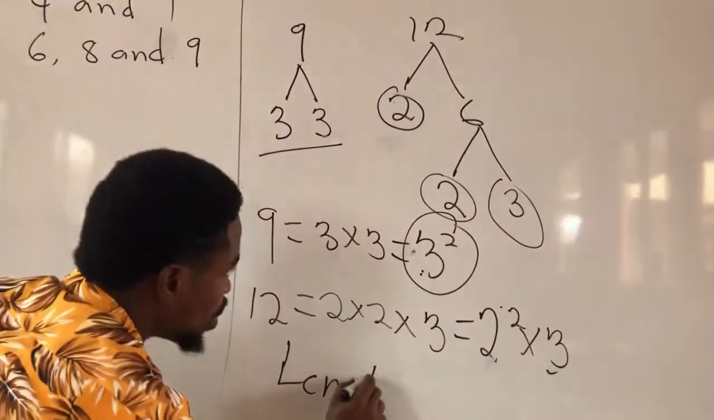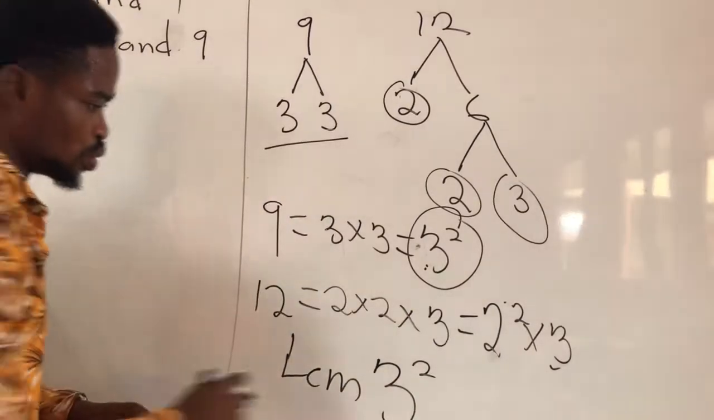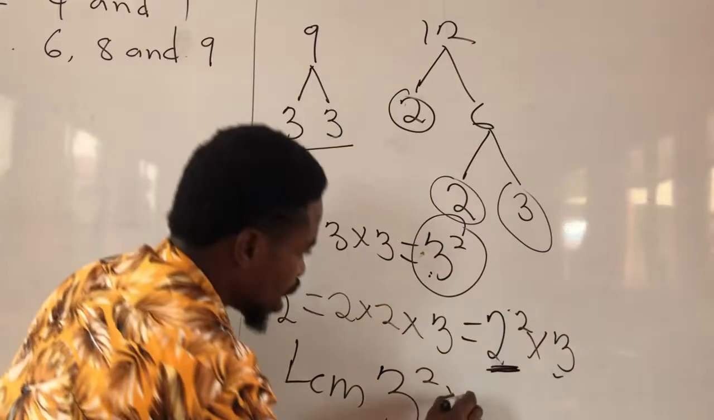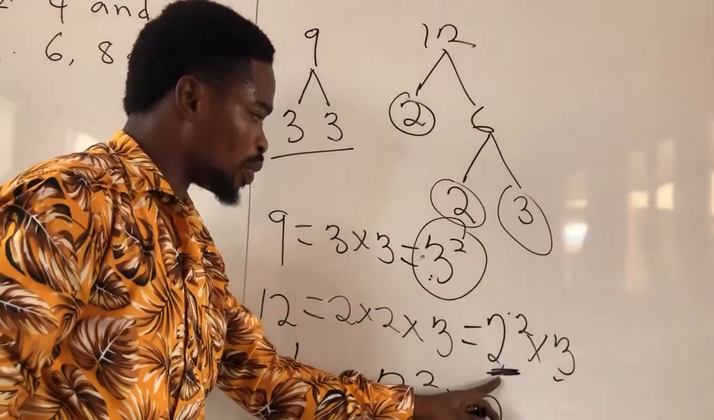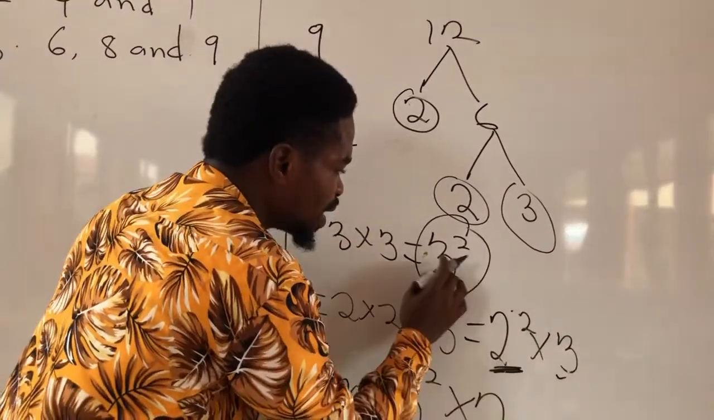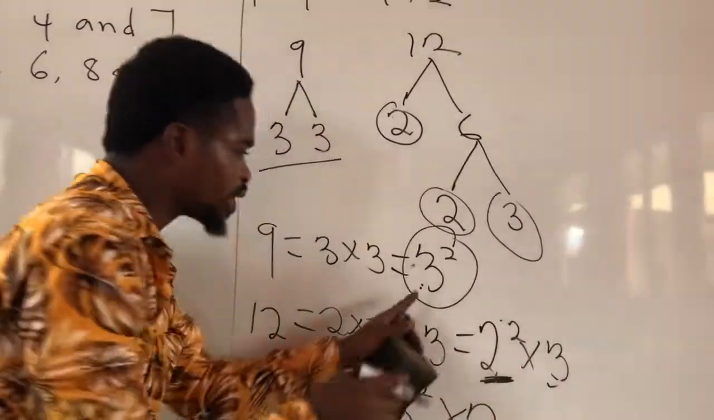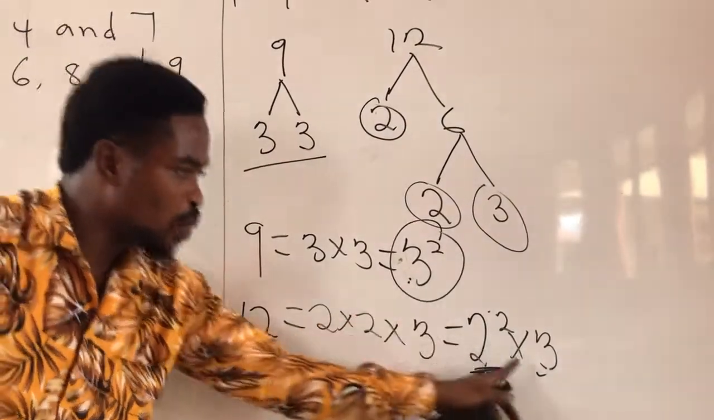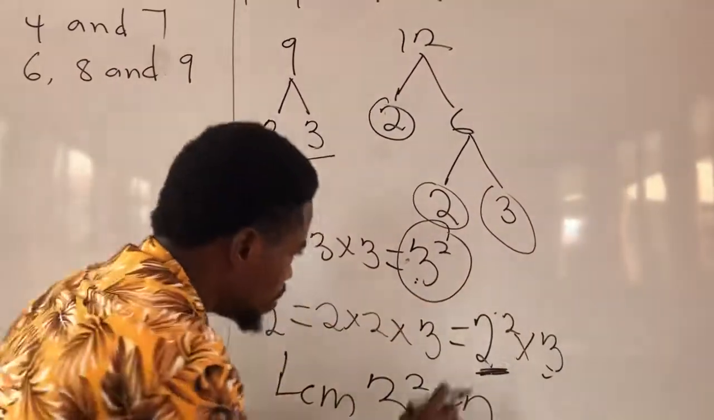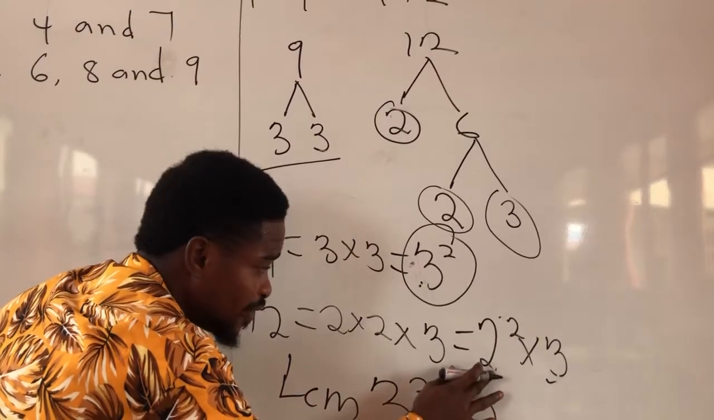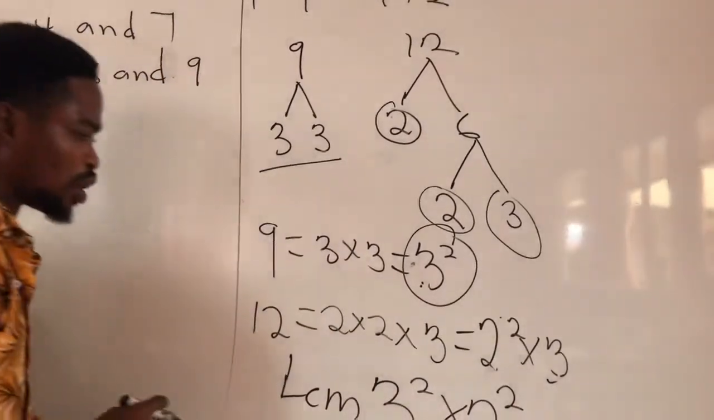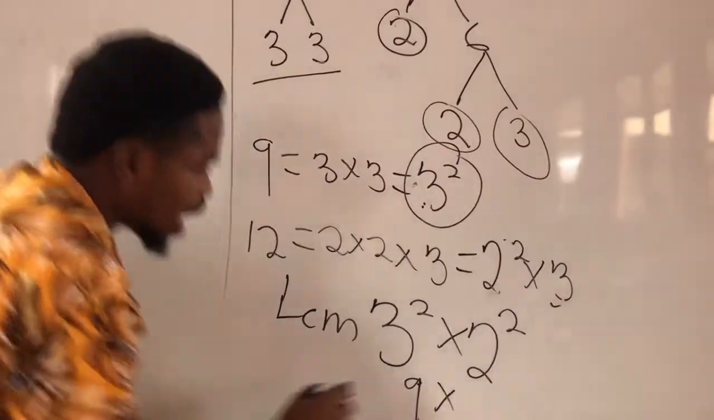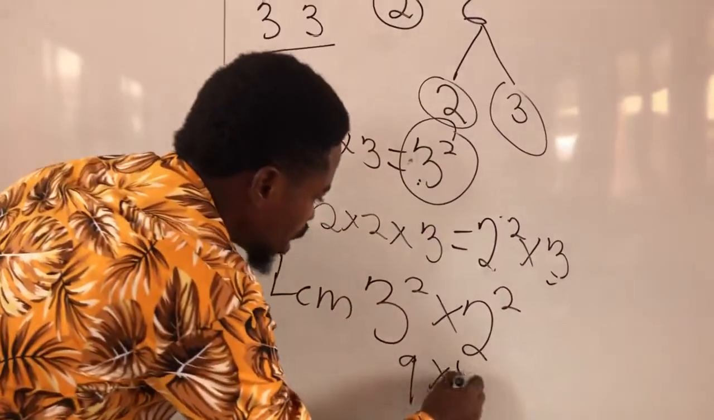What are we doing here? We write 3 raised to the power 2 times. We are not going to leave this one; we are going to write this. Remember, in LCM, we don't throw this number away. But comparing the two factors, we take only one, the highest one, which is 3 raised to the power 2. And we leave this one alone. But this one, do not leave it. Write it, which is 2 raised to the power 2. So 3 raised to the power 2 will give us 9 times 2 raised to the power 2 will give us 4.